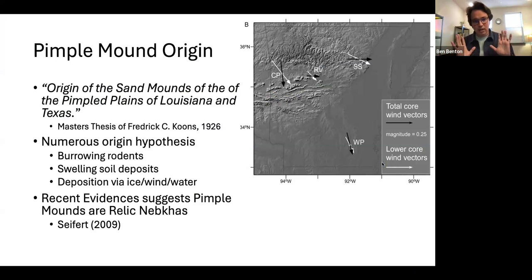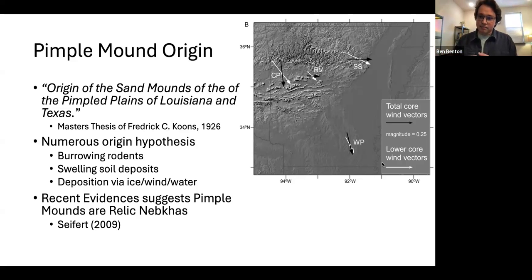But they have a really interesting origin. The first use of the name pimple mound that I can find reference to is this 1962 master's thesis called "The Origin of the Sand Mounds of the Pimpled Plains of Louisiana and Texas." And there's been a lot of hypotheses about where these mounds came from. So things like burrowing rodents and swelling soil deposits or deposition of the soil from ice or wind or water have all been published as possible hypotheses for where these mounds came from.